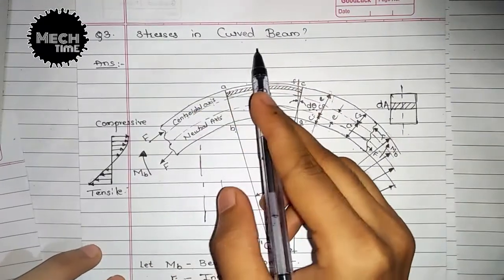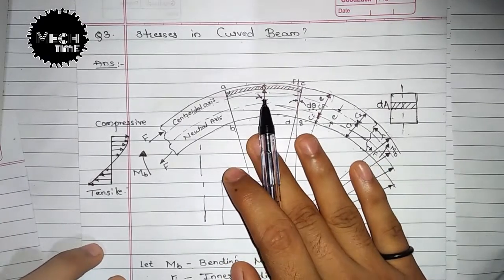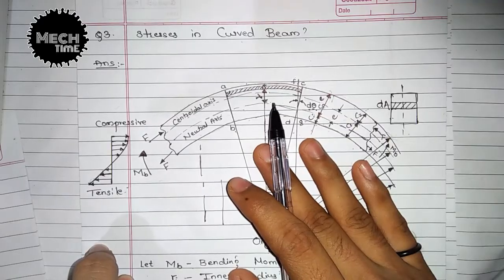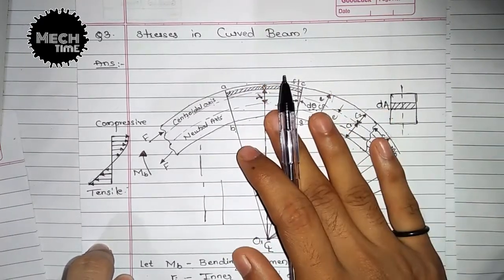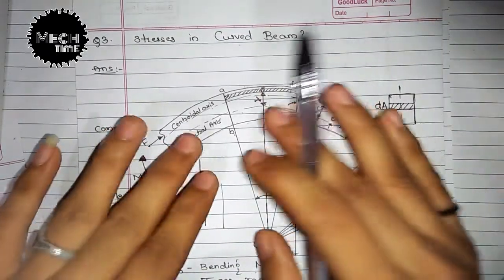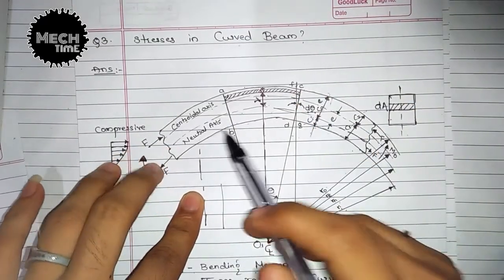So stresses in curved beam. As I told, this is an important derivation, so we need to know what it is. Okay, so we'll start. Consider a curved beam subjected to a bending moment MB as shown in figure. So this is the curved beam, which is subjected to a bending moment. Until and unless we apply a bending moment, it will not be curved. So we'll see in the figure the lines AB.